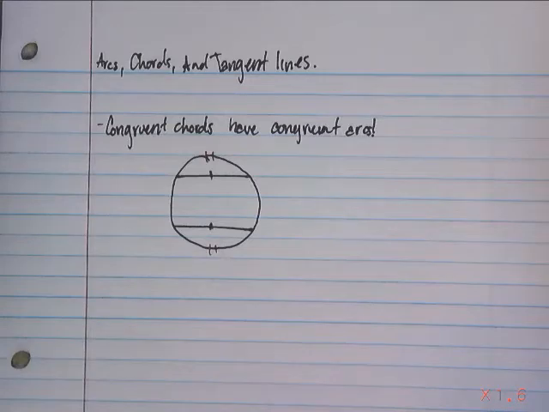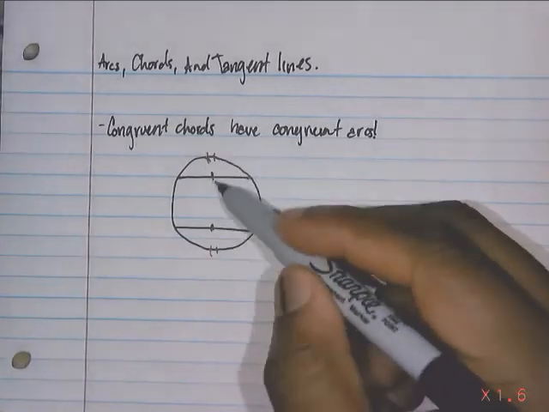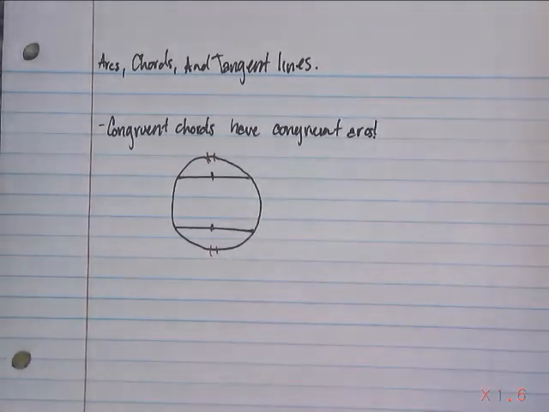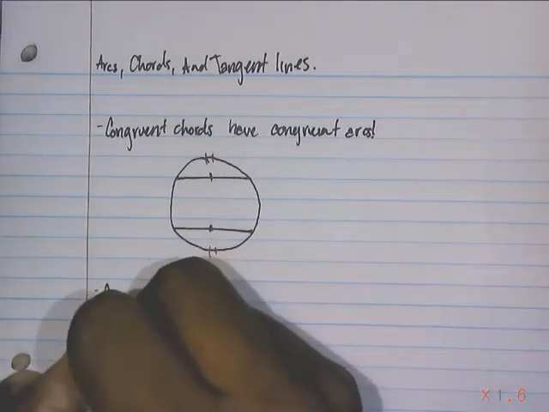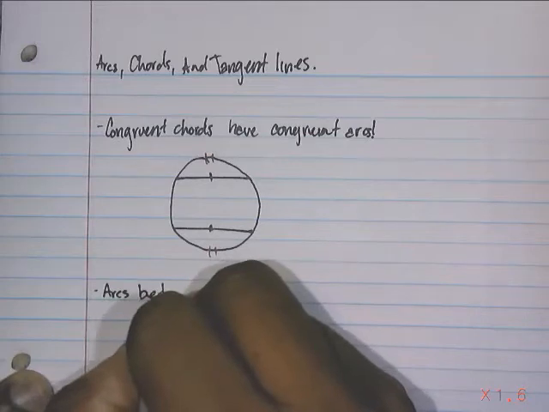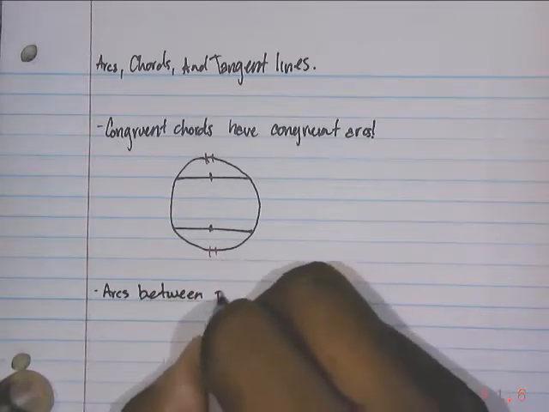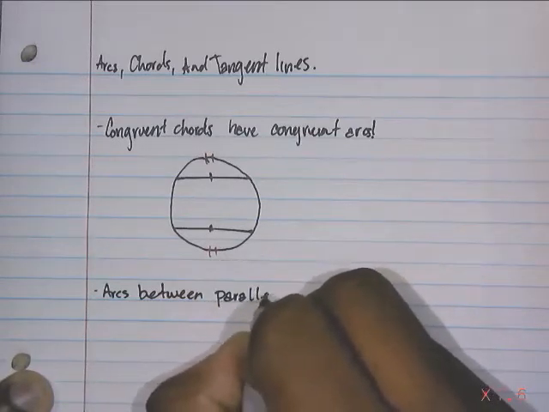And conversely, if these two arcs are congruent, then that means these two chords are congruent.